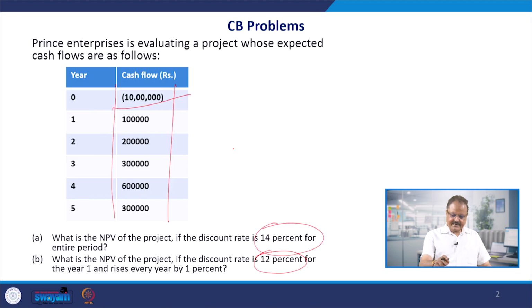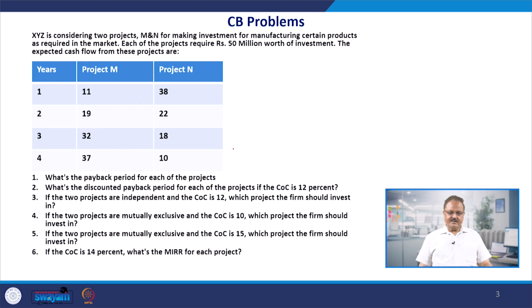Now we will go for the next problem, which is a little more comprehensive. It includes many questions to be answered. Again you are given the information about the cash outflow and inflow. In this problem, the cash outflow is the same for both projects, that is 50 million. There are two projects, project M and project N, so in both projects the investment requirement is 50 million, and we are given the cash inflow in absolute form for a period of 4 years.